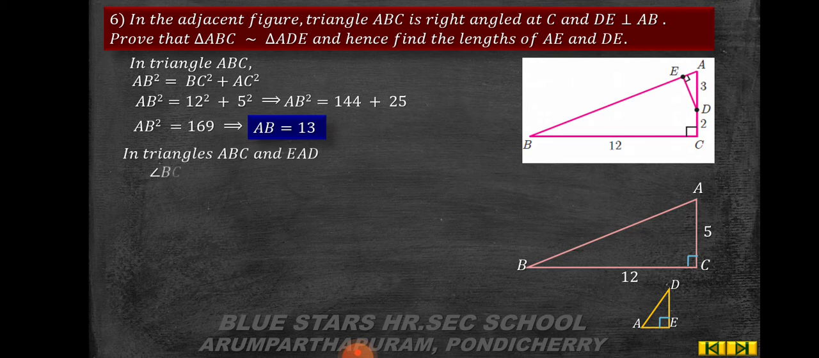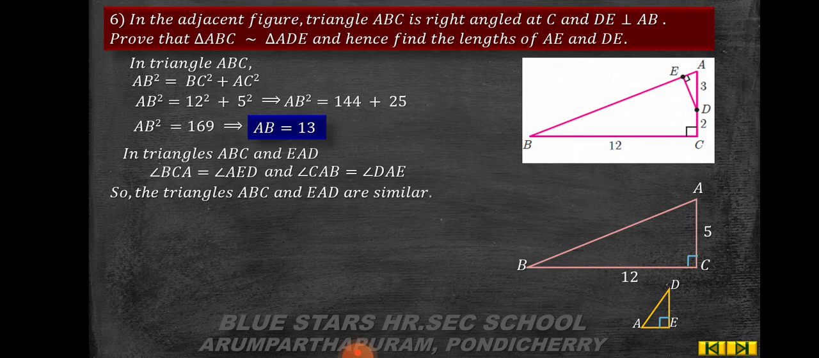So in triangles ABC and EAD, angle BCA is equal to angle AED. So angle C and angle E are equal, that is 90 degree, and angle CAB is equal to angle DAE. So the triangles ABC and EAD are similar.